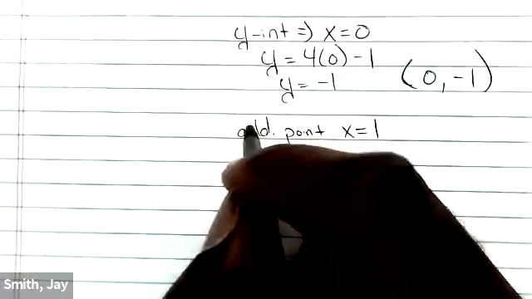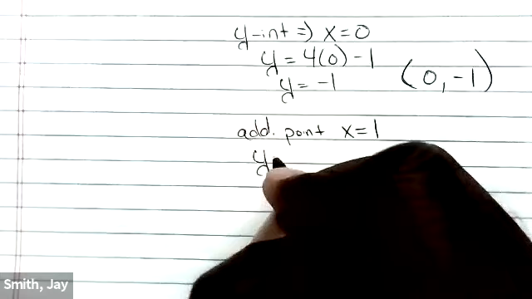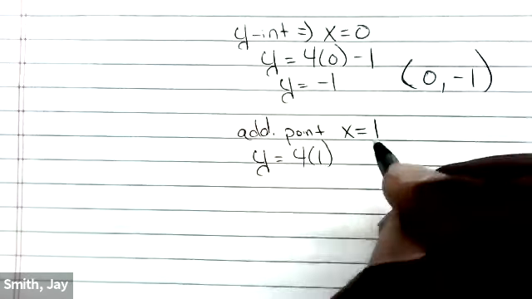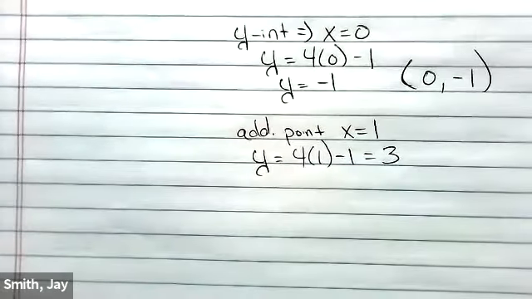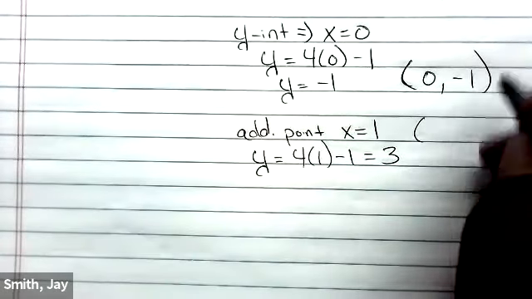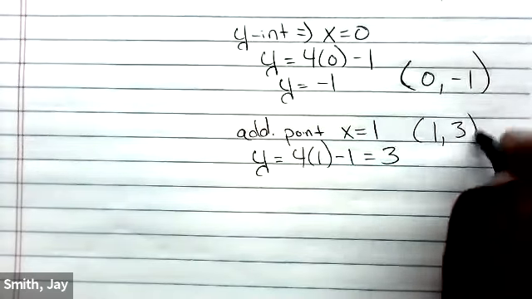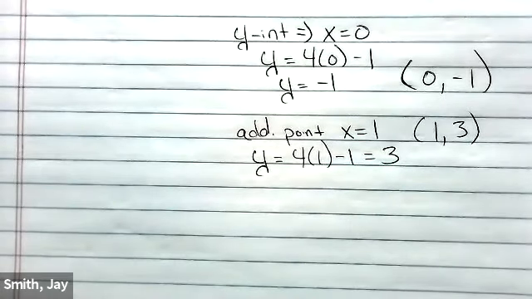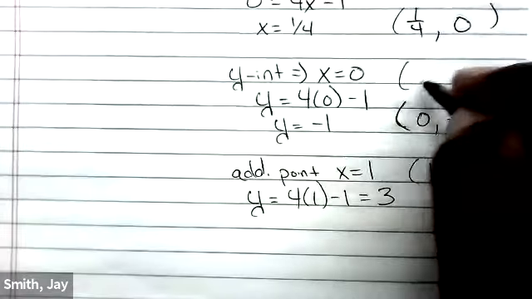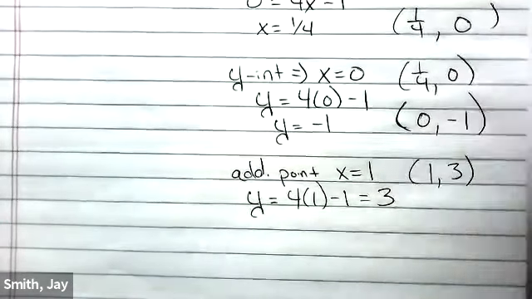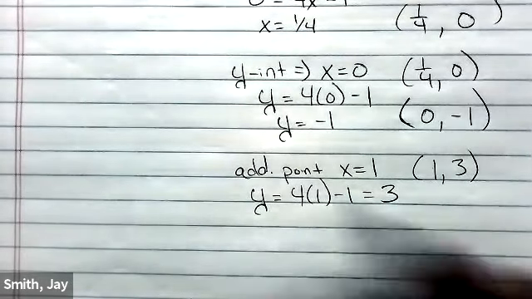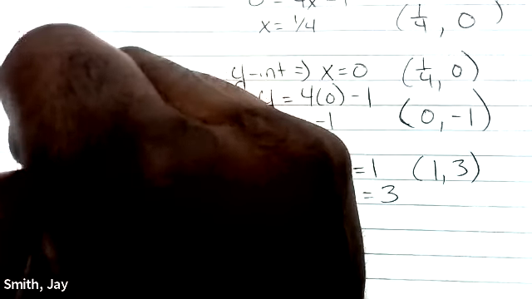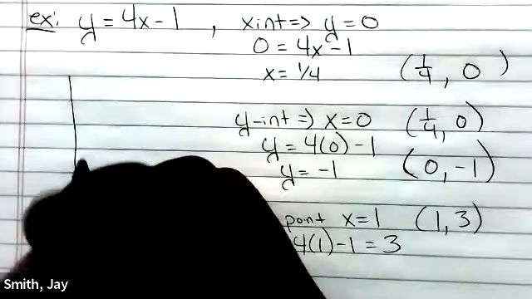Which means that my equation would be y is equal to 4 times x, but like we said, x is 1, minus 1, or this will give me a y of 3. So the last ordered pair will be the ordered pair (1, 3). All right, so we have 3 points: (1/4, 0), (0, -1), and (1, 3). This is good. This is enough for us to get a good sketch of our line.